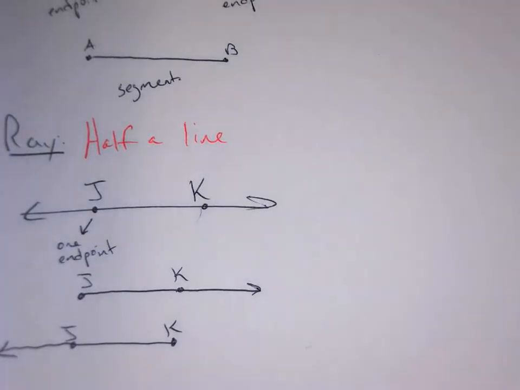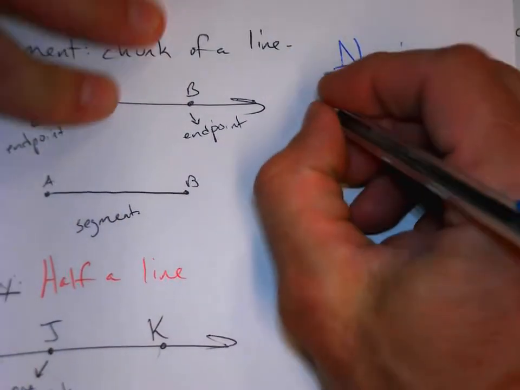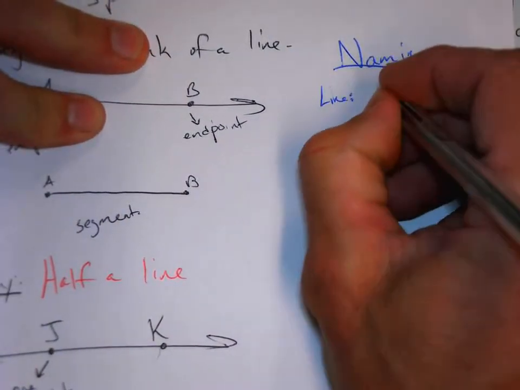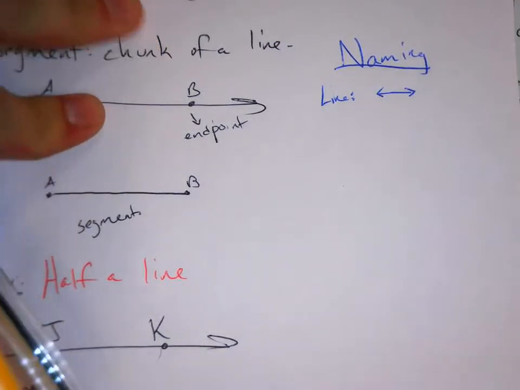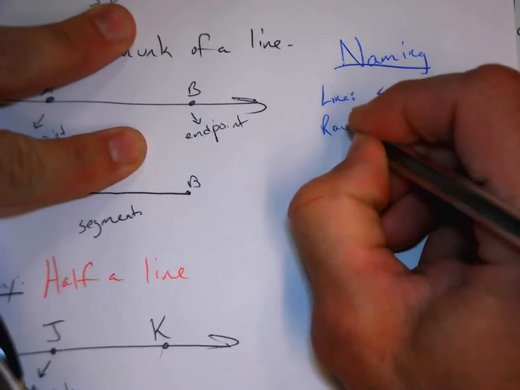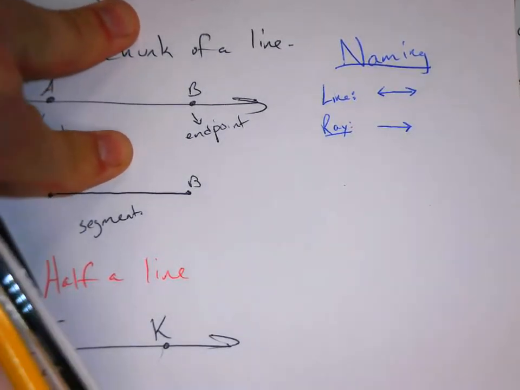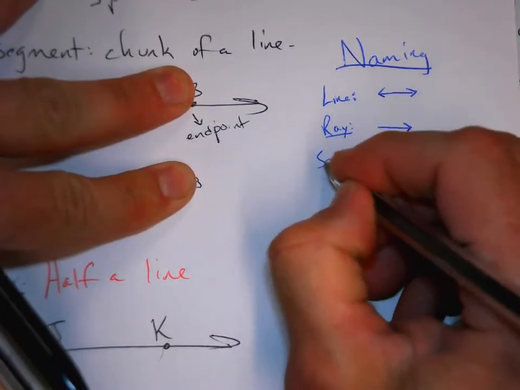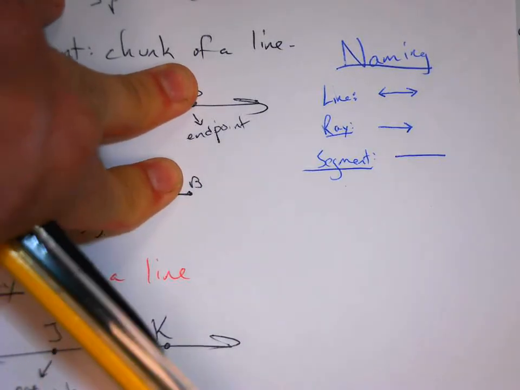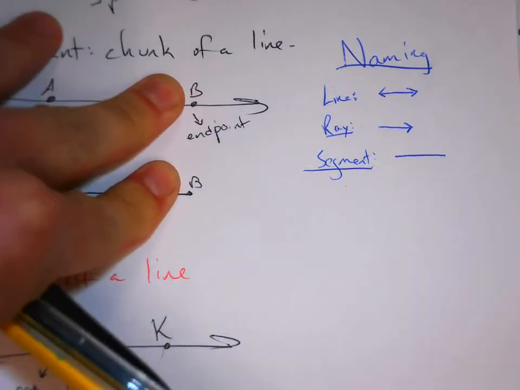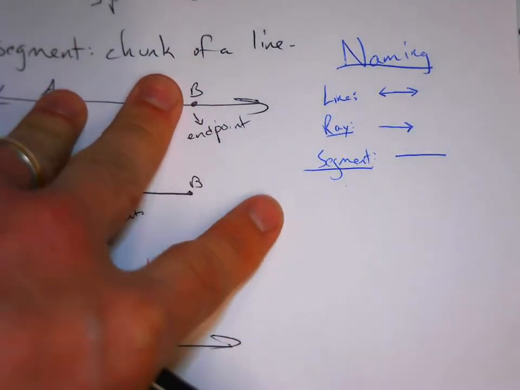So now we're going to talk about naming. How do you like my handwriting? We're going to talk about naming stuff. To name a line, we use this little deal, right? That little deal. To name a ray, half a line, we use this little deal. And then to name a segment, a line segment, we just use this little deal. Okay, so we got to know that. That's some serious vocab right there. So we have a line, a ray, and a segment.